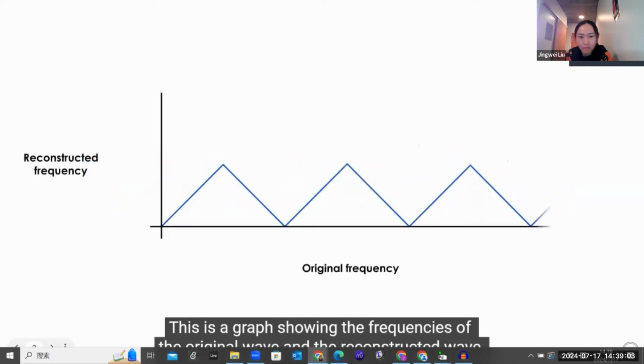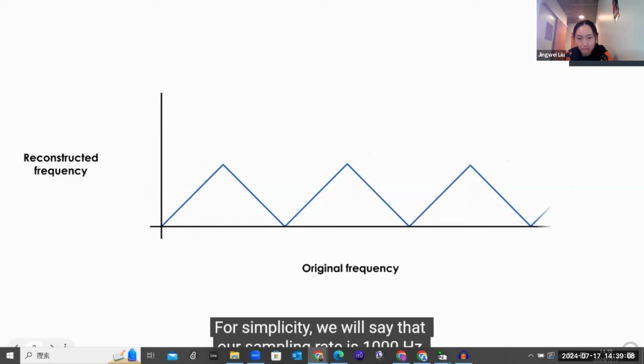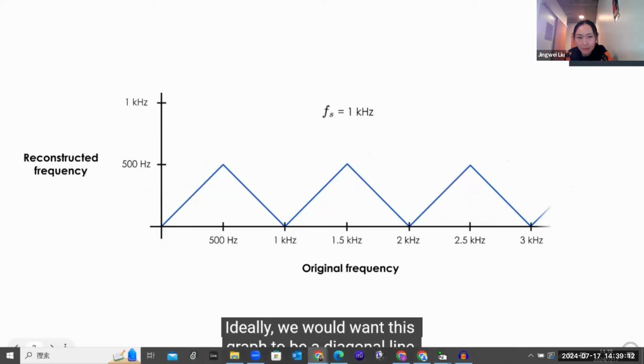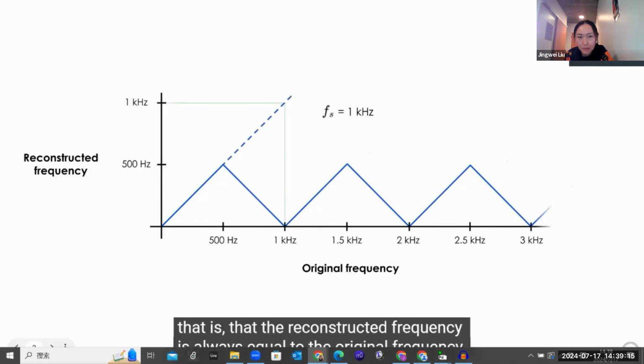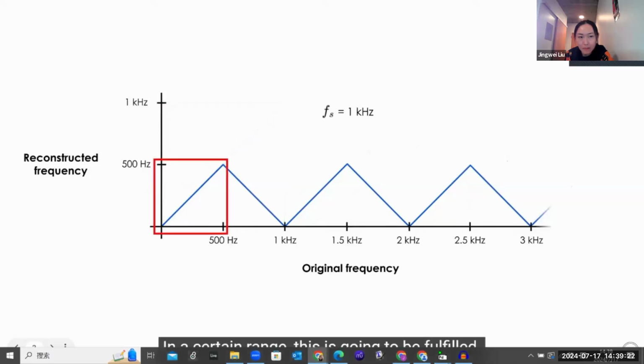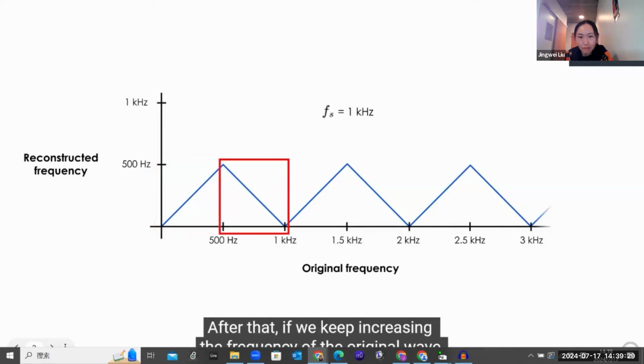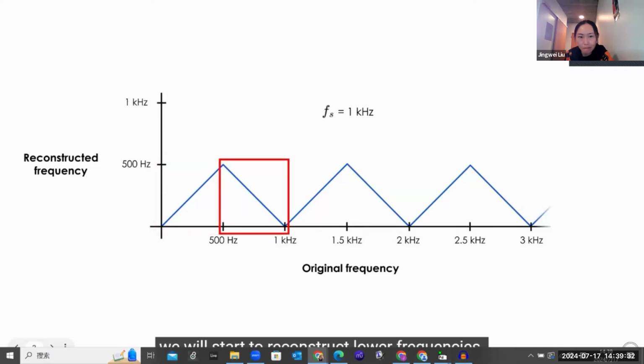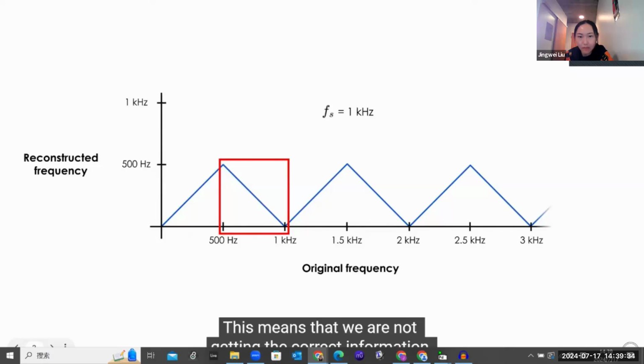This is a graph showing the frequencies of the original wave and the reconstructed wave. For simplicity, we will say that our sampling rate is 1000 Hz. Ideally, we would want this graph to be a diagonal line. That is, that the reconstructed frequency is always equal to the original frequency. In a certain range, this is going to be fulfilled. Here, it would be from the beginning up to 500 Hz. After that, if we keep increasing the frequency of the original wave, we will start to reconstruct lower frequencies. This means that we are not getting the correct information.